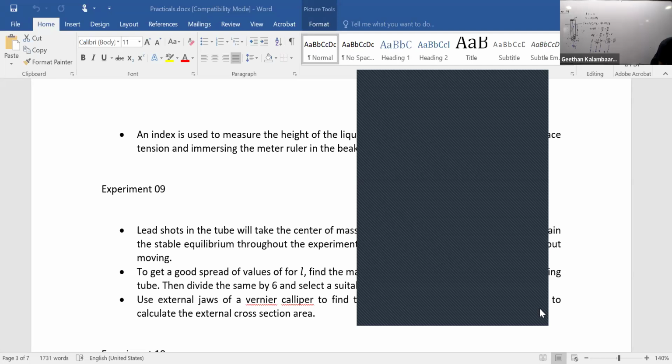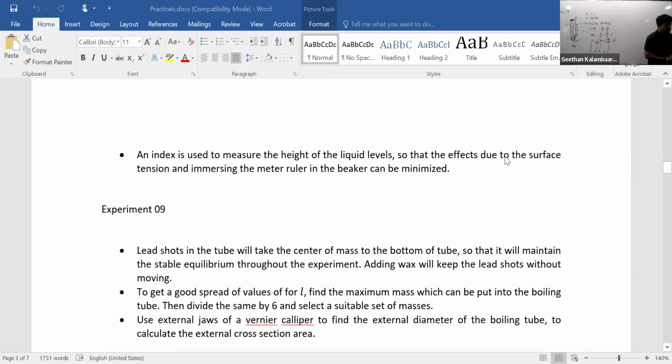Next. Use the external jaws of a vernier caliper to find the external diameter of the boiling tube, to calculate the external cross-section area.